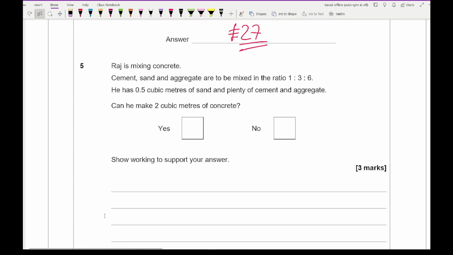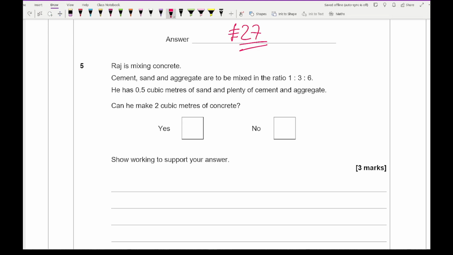Moving on to question 5, it says Raj is mixing concrete. Cement, sand and aggregate are to be mixed in the ratio 1 to 3 to 6. He has 0.5 cubic meters of sand and plenty of cement and aggregate. Can he make 2 cubic meters of concrete? Show your working to support your answer.